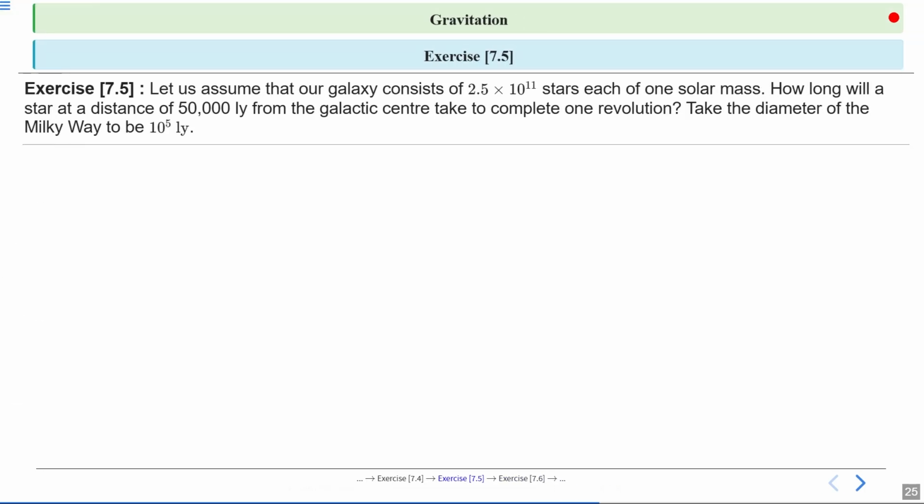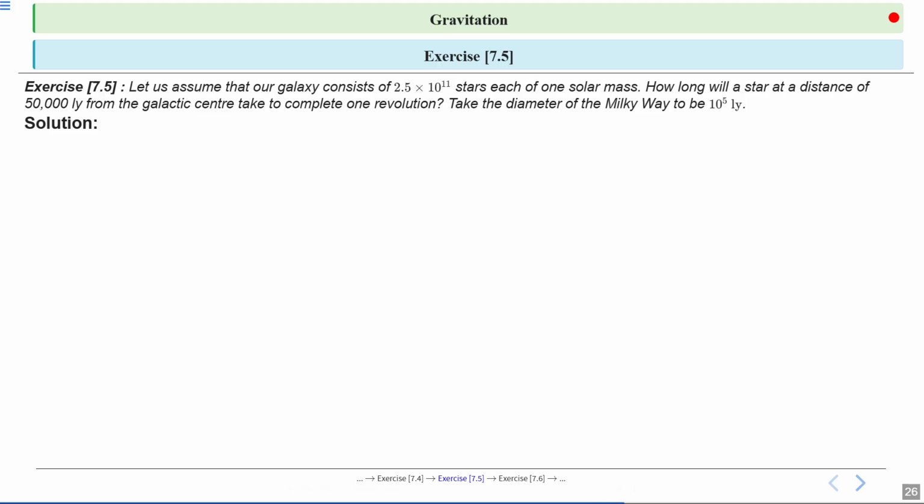Let us assume that our galaxy consists of 2.5 into 10 raised to the 11 stars, each of one solar mass. How long will a star at a distance of 50,000 light years from the galactic center take to complete one revolution? Let's see the solution.